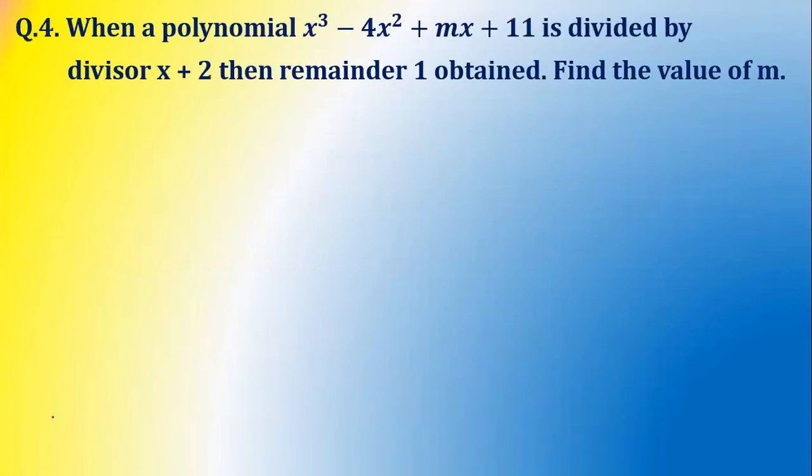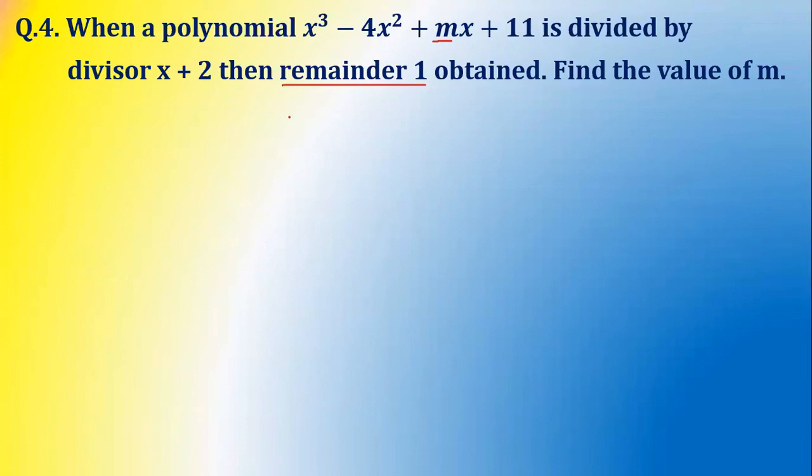So the first question is: when a polynomial x cube minus 4x square plus mx plus 11 is divided by the divisor x plus 2, the remainder 1 is obtained. Find the value of m. So in the polynomial, let's say p(x), one of the coefficients is unknown, that is m. Our work is to find this value of m, but one more piece of information is given to us: the remainder when the polynomial is divided by the divisor x plus 2 is 1.